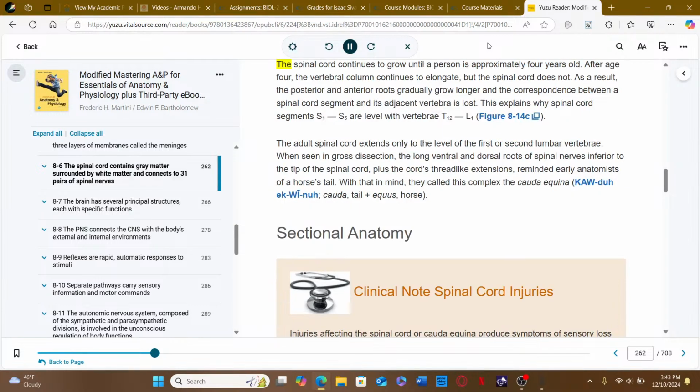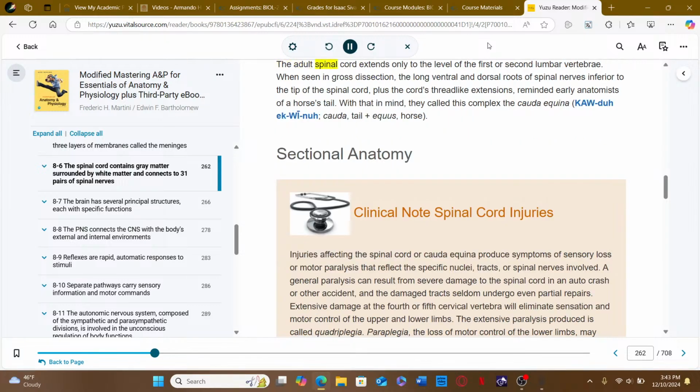The spinal cord continues to grow until a person is approximately 4 years old. After age 4, the vertebral column continues to elongate, but the spinal cord does not. As a result, the posterior and anterior roots gradually grow longer and the correspondence between the spinal cord segment and its adjacent vertebrae is lost. This explains why spinal cord segments S1 to S5 are level with vertebrae T12 to L1, figure 8-14c. The adult spinal cord extends only to the level of the first or second lumbar vertebrae.